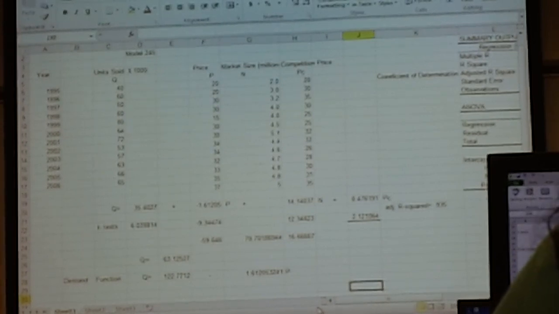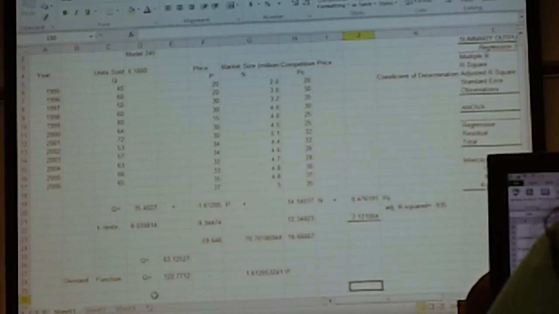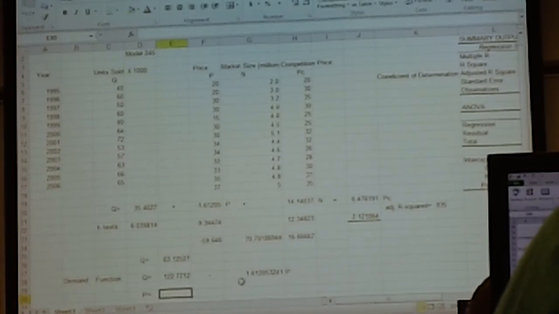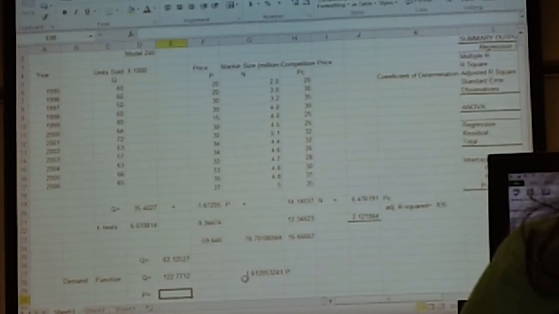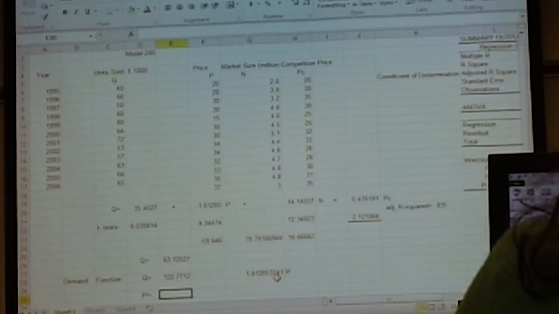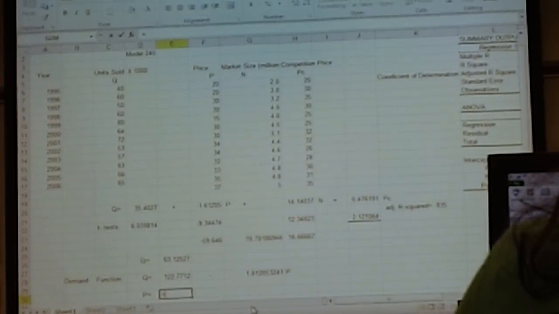However, to do this in Excel, we're gonna have to make P the function of Q. P is a function of quantity. So in doing that, we'll bring this over to the other side. But this is a minus, when it comes over, it becomes a plus. Q becomes a plus. And then I have to divide both sides by this. So this will be equal to that.